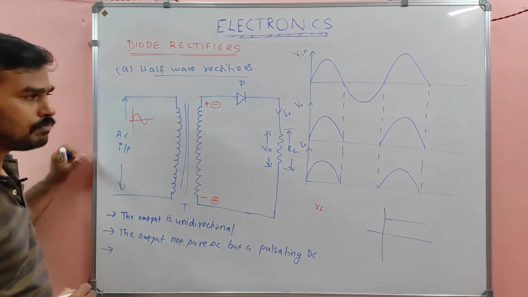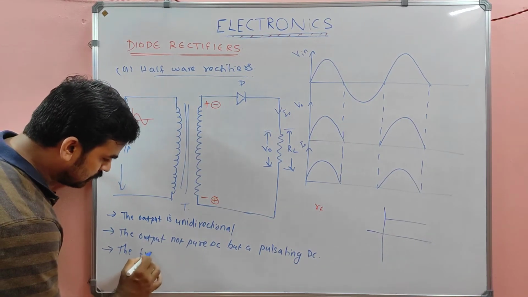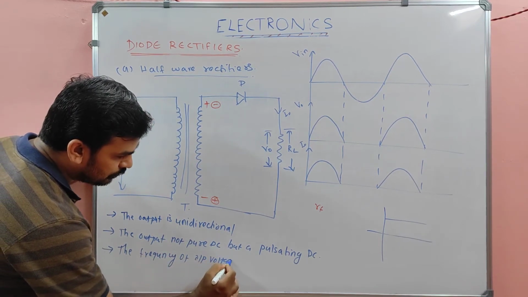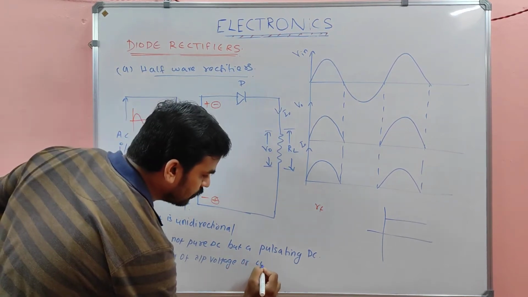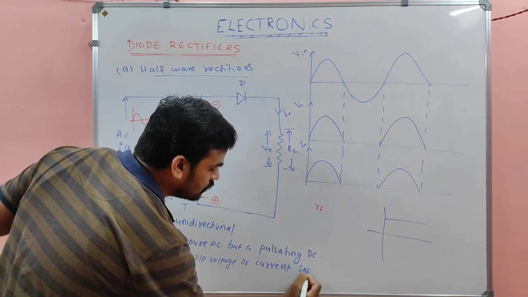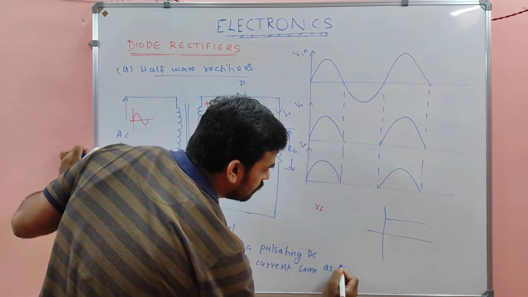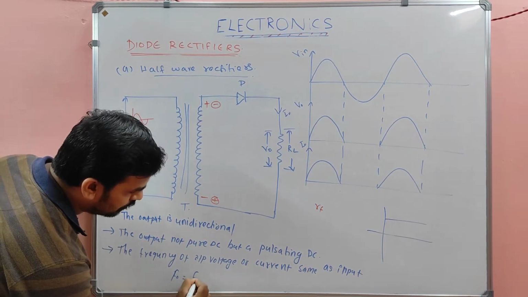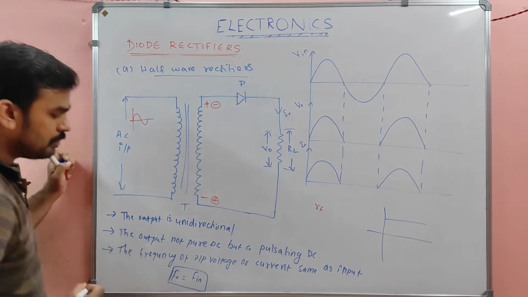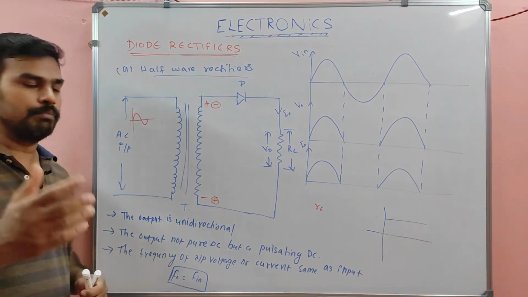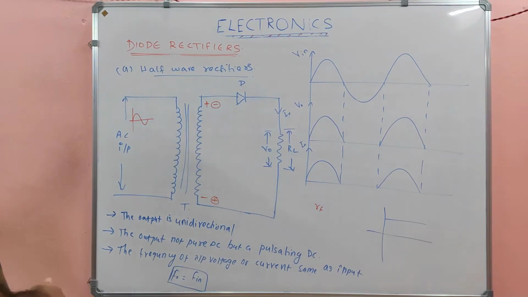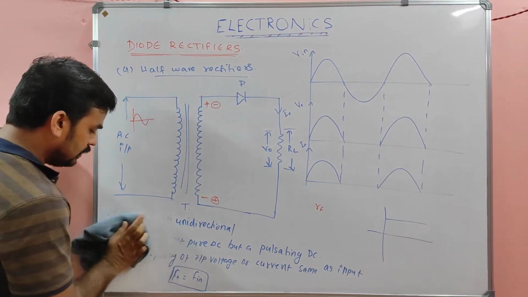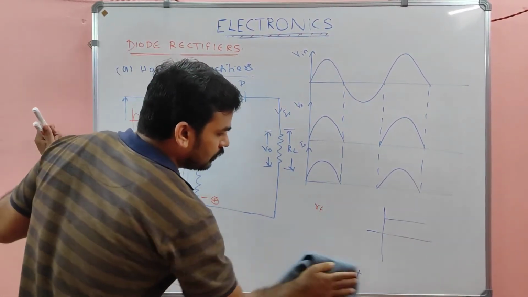Next one. The frequency of the output voltage or current is the same as the input. That means F0 will be equal to F input. F0 will be equal to F input. Okay? Did you note this? Can I erase this, my dears? Okay.